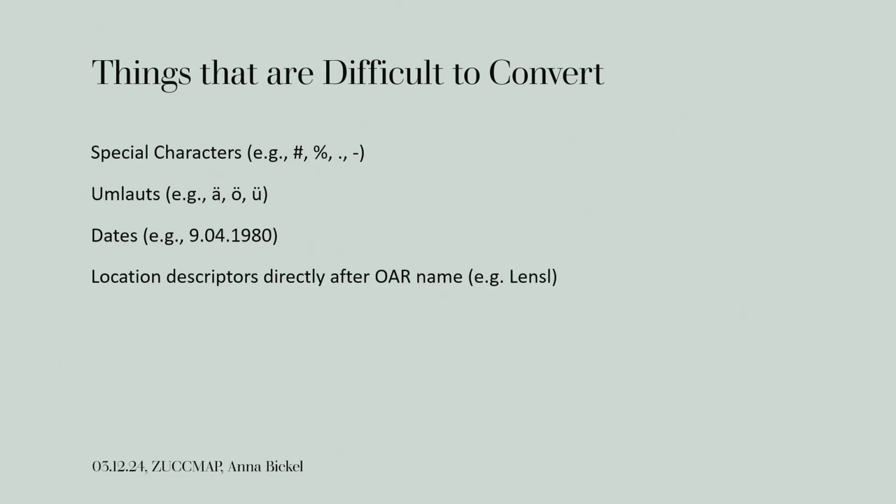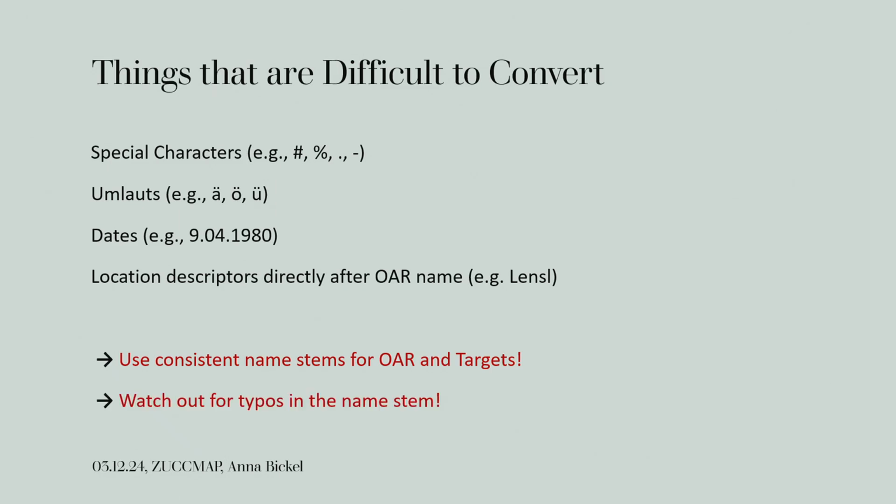The last thing is location descriptors directly at the end of the OR name. The example would be lens L. Here the question is, is it a typo or is it a location? It could be the left lens of the eye, but it could also just be an L which the treatment planner randomly clicked on. If I can't say with 100% certainty that it's the left lens, then obviously a code can't either. So in general, we would like to have consistent name stems and also watch out for any typos, because what are you going to do with typos if you can't match them?